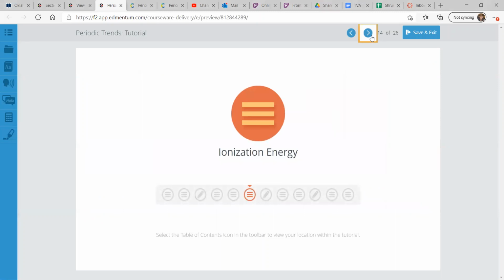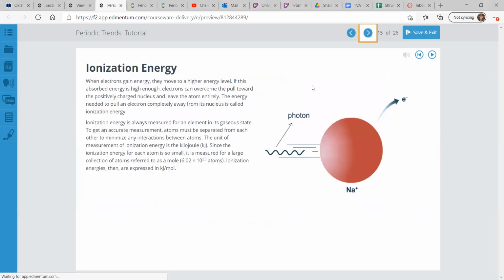All right, so next trend, the ionization energy. All right, so when electrons gain energy, they move to a higher energy level. If this absorbed energy is high enough, electrons can overcome the pull toward the positively charged nucleus and leave the atom entirely. The energy needed to pull an electron completely away from its nucleus is called ionization energy. And this is always measured for an element in its gaseous state.